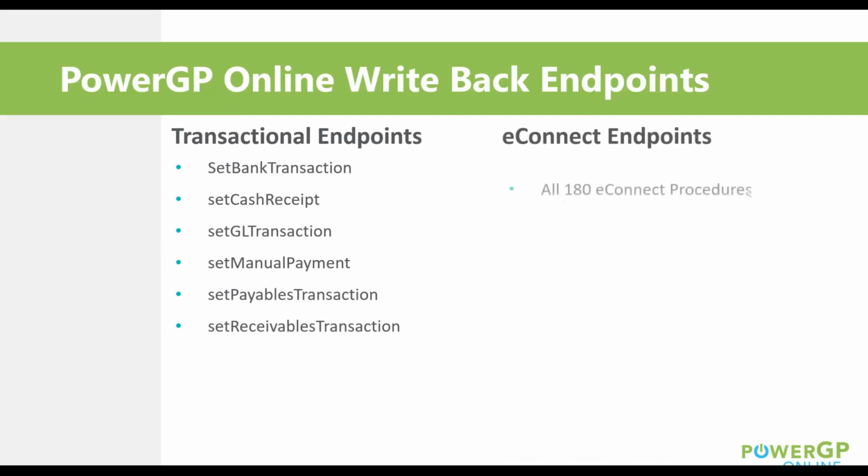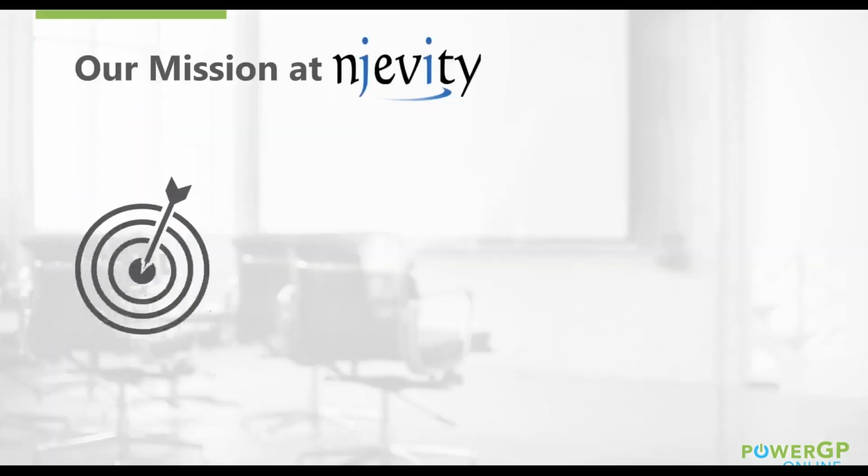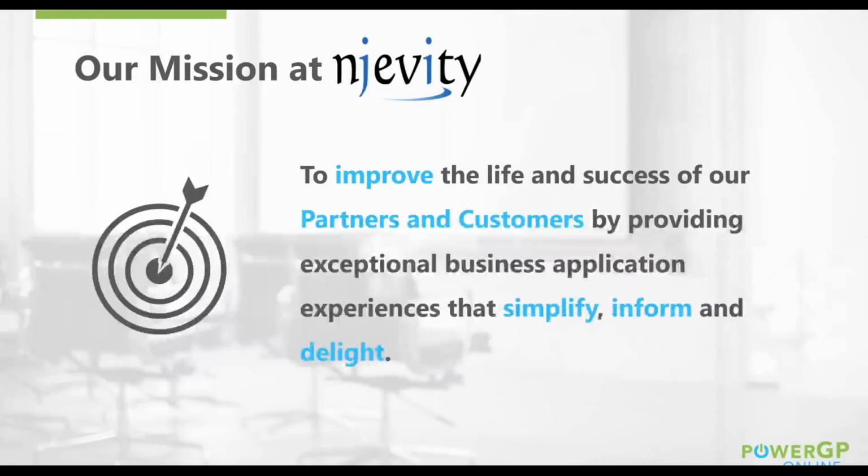In addition, we're providing you with all 180 eConnect procedures. So even if we haven't gotten to one yet, like we haven't gotten to the SOP document yet, to make it simpler and easier like our GL transactions, you can still do it, and it's using the native eConnect, and it's still pretty easy. So I hope as we've gone through this presentation today, you see our mission at Njevity coming to light.